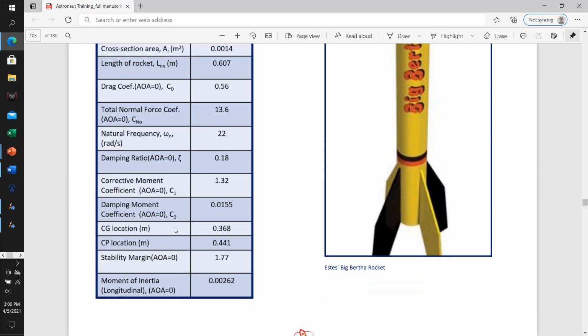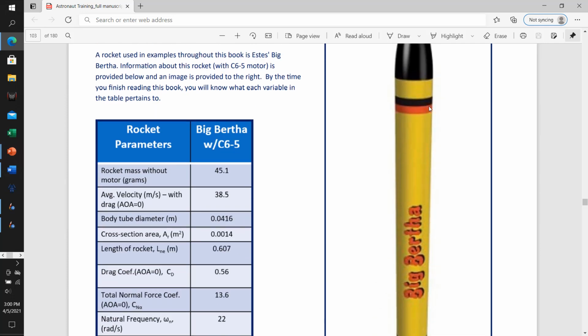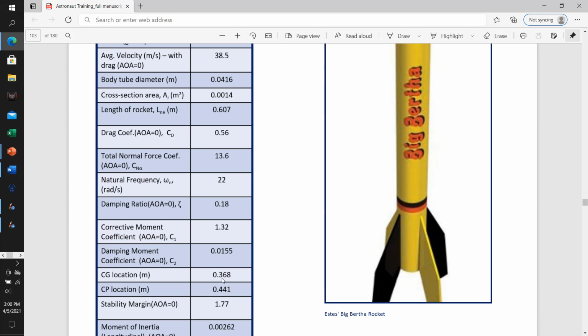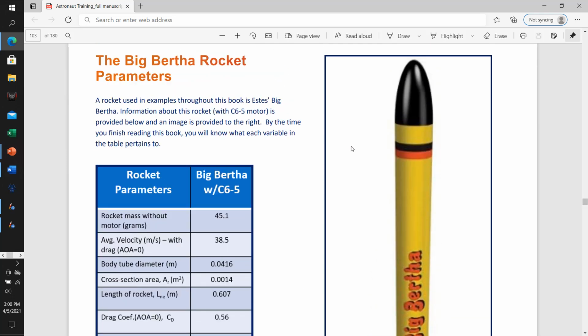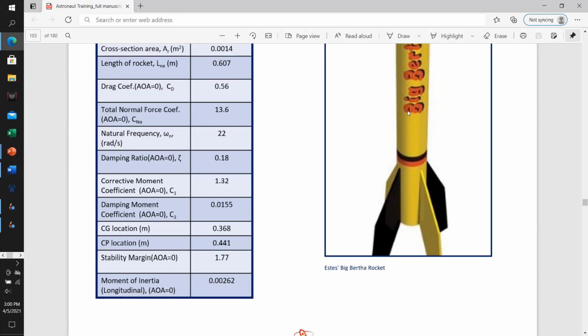The next parameter, which is a little bit less complex, is the location of the center of gravity. That's typically a little bit further below center, although it depends on the rocket. Here it's at 0.368 meters, measured from the top. So here's the origin of that coordinate system. So 0.368 meters down. The CP location, the center of pressure, is below that at 0.441 meters. The stability margin, which is really important, is 1.77 and is unitless.